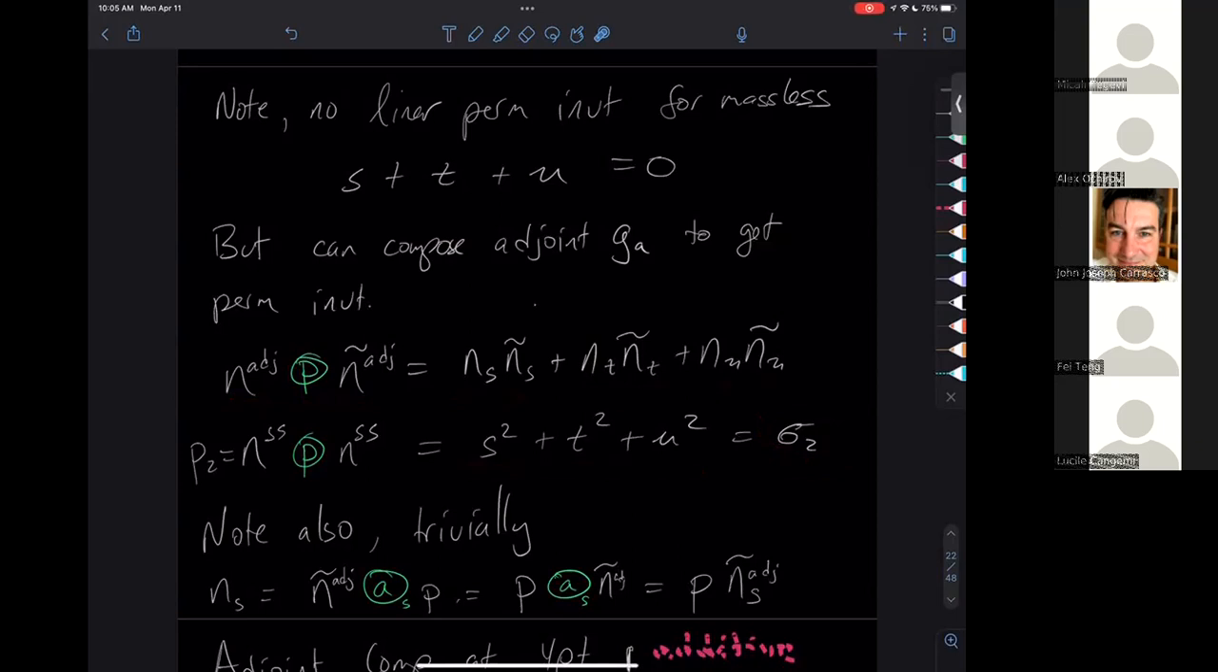You should also notice that there's another composition rule we get for free, which is, whenever you have a permutation invariant and something that's of adjoint type, you can always compose them trivially through multiplication. If I have something that satisfies the adjoint relations and I multiply by a permutation invariant, it's still always going to satisfy the adjoint relations. That's the whole point of permutation invariants, is to ride along for free with these algebras.